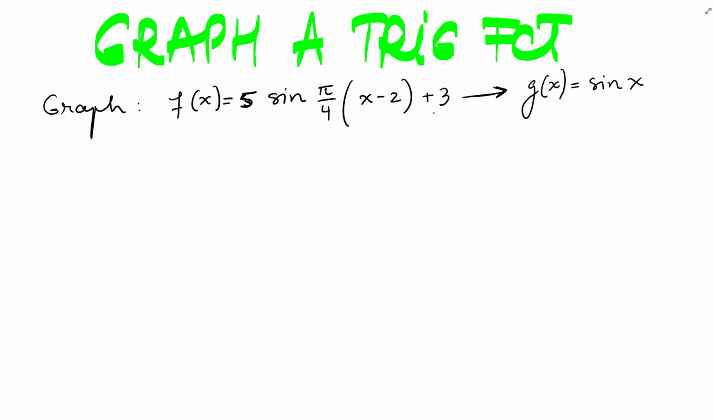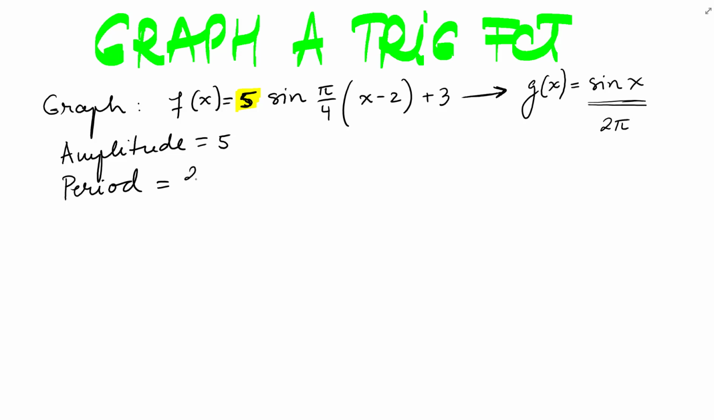So let's find some of the information that we need for function f of x. First of all, the amplitude is 5. The amplitude is the number that we have in front of the function. The period of function sine of x is 2 pi. So in this case, the period is going to be 2 pi divided by the number that we have after sine, but before the parentheses. So it's divided by pi over 4, so that's 2 pi times 4 over pi, which is equal to 8.